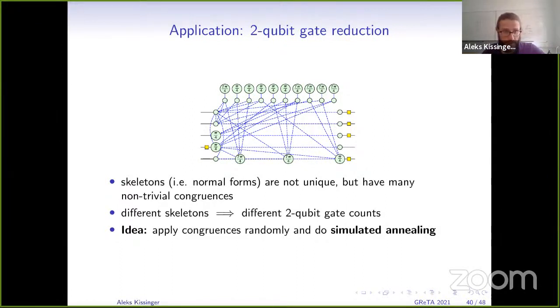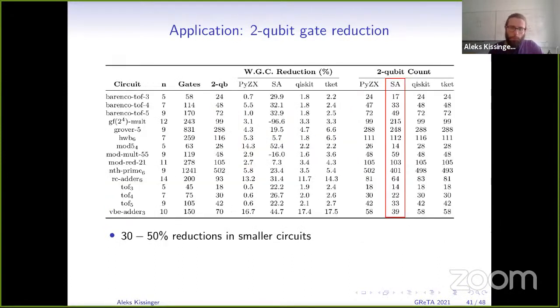The simplest thing we did is we took the C0 count of our extracted circuit as a cost function. We did simulated annealing by randomly applying rewrite rules to the skeleton, then extracting it and seeing if you made progress or not, and then annealing with that, which is a very textbook way that you can do classical optimization. And this also works pretty well. On smaller circuits, it works very well.